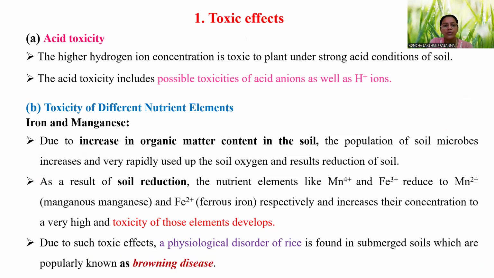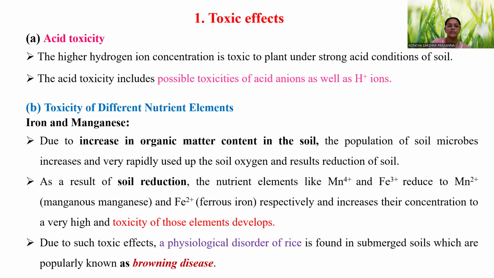So due to an increase in the organic matter content, there is toxicity of nutrient imbalances of the nutrient elements. In the iron and manganese toxicity, when there is a greater amount of organic matter content in the soil, the population of microbes also increases. When the population of microbes increases, there is a need for more oxygen for the respiration of these microbes.